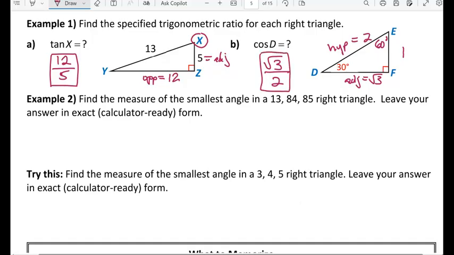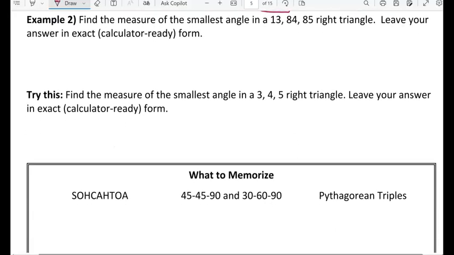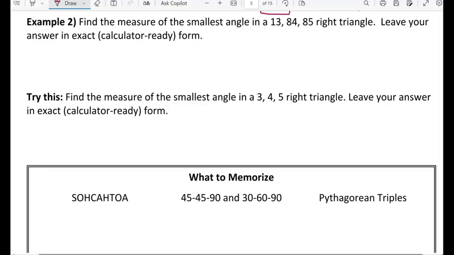All right, in our next example, we're asked to find the measure of the smallest angle in a 13, 84, 85 right triangle, which is also a triple, not one that you need to know though. And we're going to leave our answer in our calculator ready form. So this is a triangle where two of the sides are pretty close to the same length, and one side is much shorter. 13 is our very shortest side. 84 is the longer leg, and 85 must be that hypotenuse.